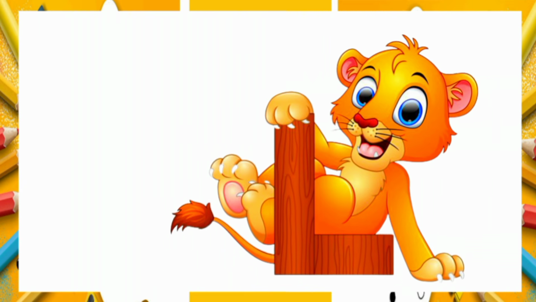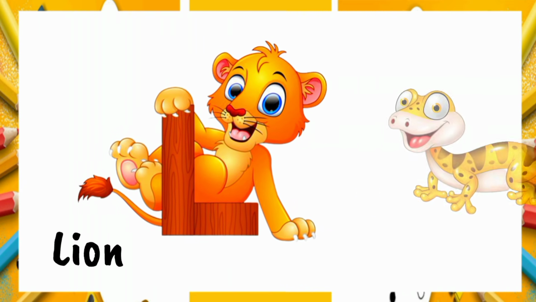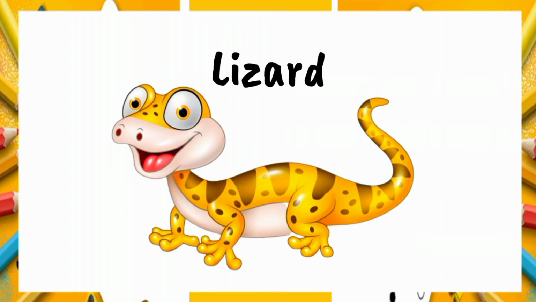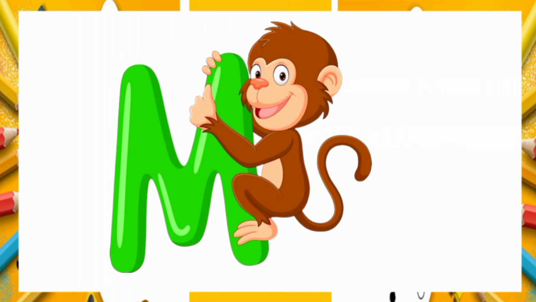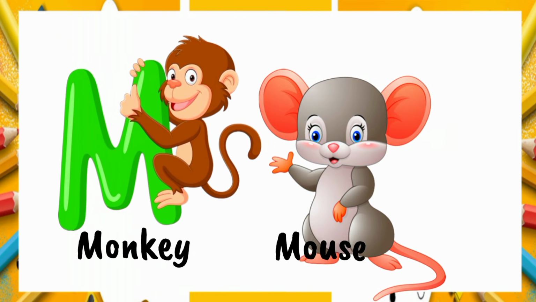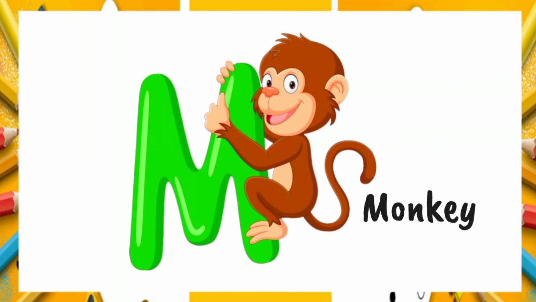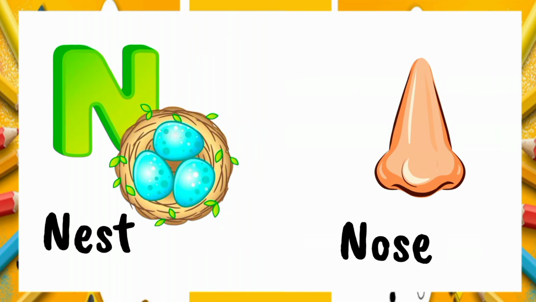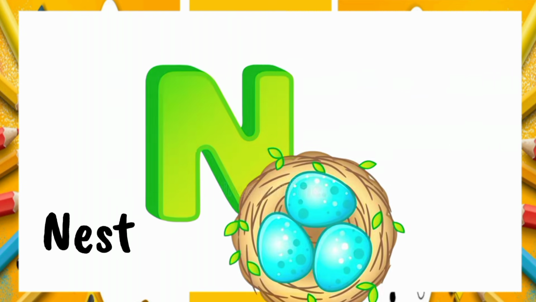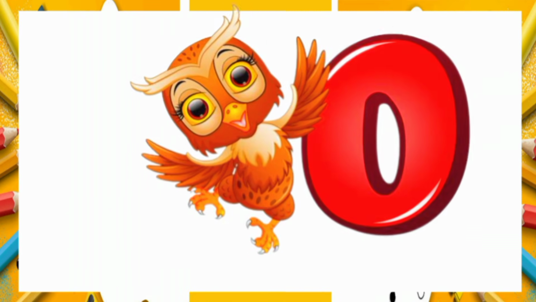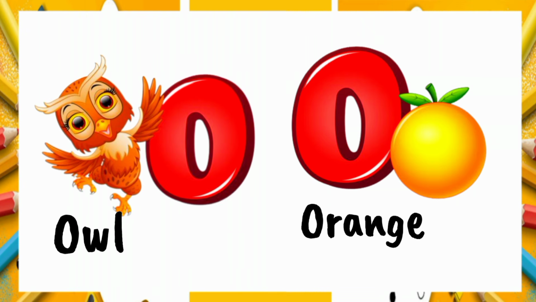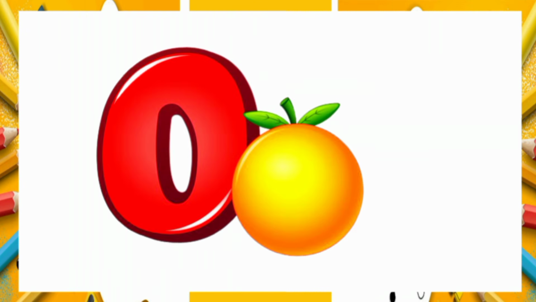Kite. L is for lion. L is for lizard. Lion. Lizard. M is for monkey. M is for mouse. Monkey. Mouse. N is for nest. N is for nose. Nest. Nose. O is for all. O is for orange. All. Orange.